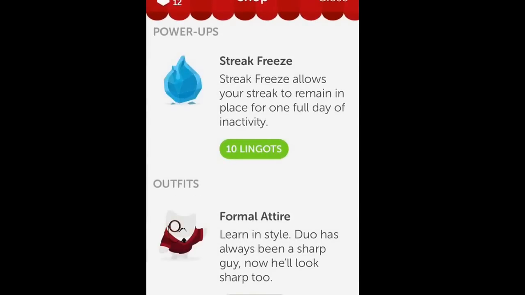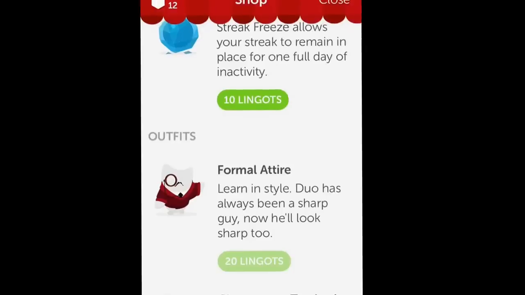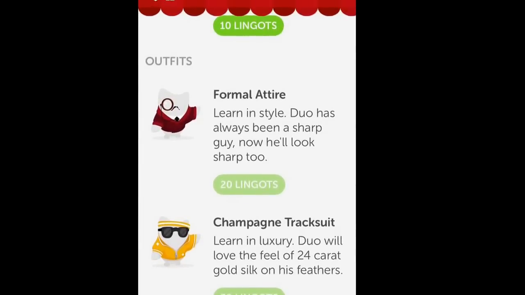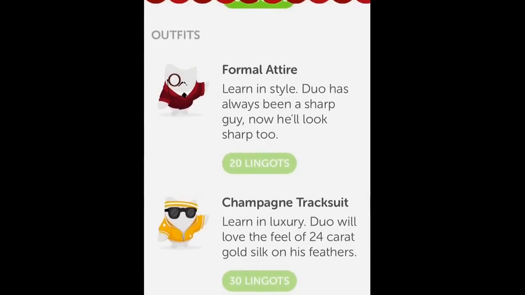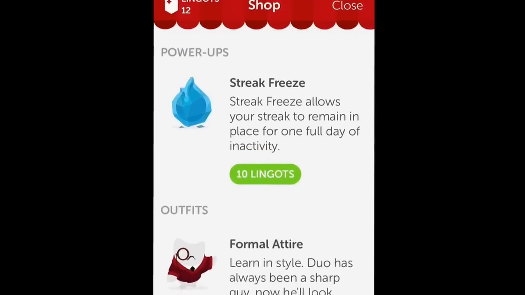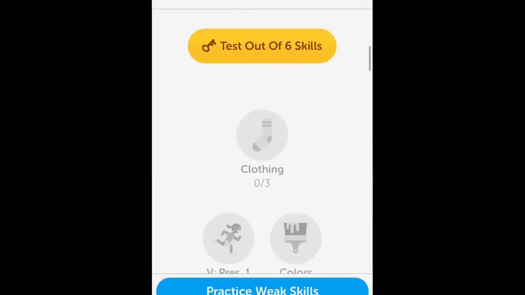What is this? Power-ups. Streak freeze. Streak freeze allows your streak to remain in place for one full day of inactivity. 20. Not sure about these. But, yeah, that is Duolingo.